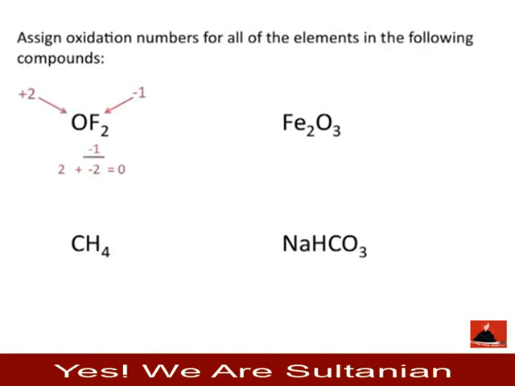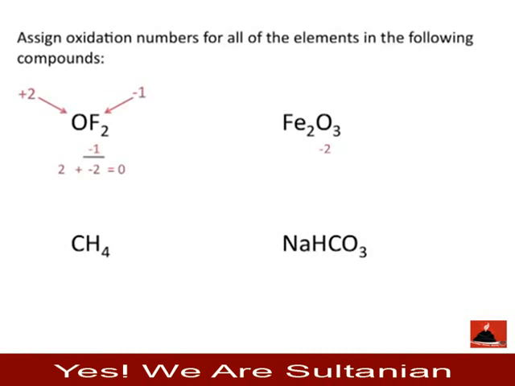Moving to the next example. Again, we assign the oxidation number for the most electronegative element first, which means that oxygen has an oxidation number of -2. You could also determine this by looking at where oxygen is on the periodic table and remembering that oxygen normally forms ions with a charge of -2.